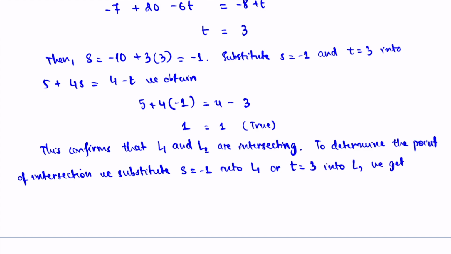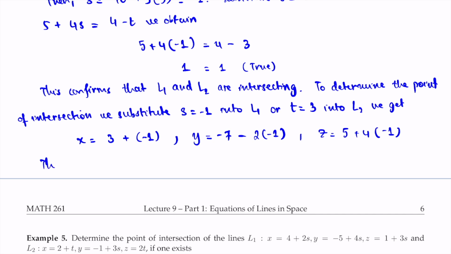We get that x is equal to 3 plus negative 1, y equal to negative 7 minus 2 times negative 1, and z is equal to 5 plus 4 times negative 1. And therefore, the point is (2, negative 5, 1). So that is the procedure to determine the point of intersection between two lines, assuming that the two lines are intersecting one another. Now we're going to use the same approach for the next example.